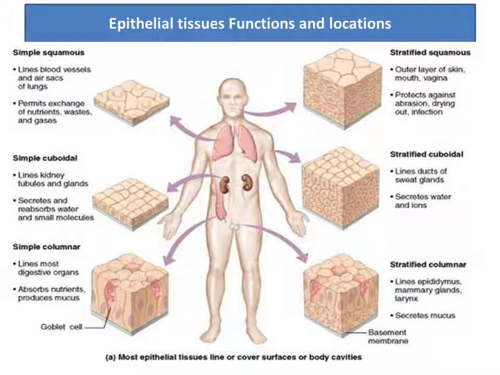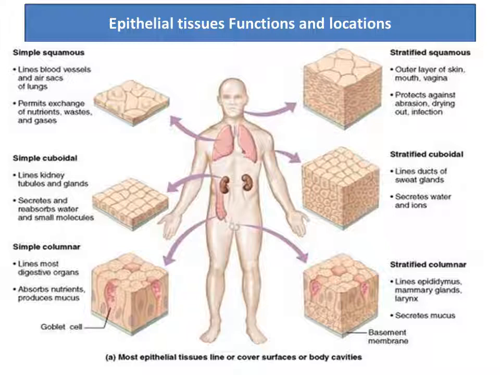Simple cuboidal. It lines the kidney tubule and glands. So its function is basically excretion. It excretes, it absorbs water molecules and other small molecules. Simple columnar lines most digestive organs. So definitely its role is going to be absorptive. It absorbs and it also produces mucus.